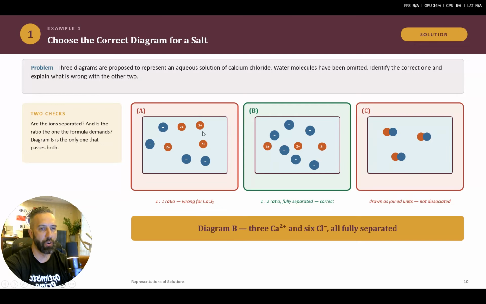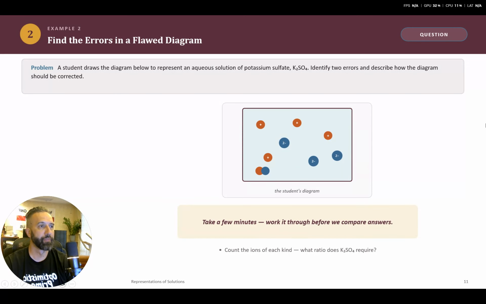So calcium chloride. Calcium chloride means that calcium Ca to Cl2 is 1 to 2. So here they're 1 to 1. This is good. Here they are 1 to 2. So number of minuses is double. This is not even dissociated, so this cannot possibly be CaCl2, because CaCl2 is an electrolyte.